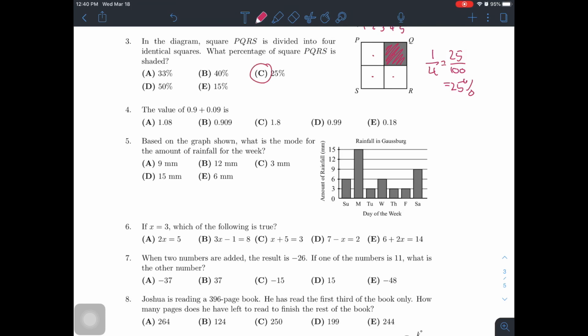Number 4. The value of 0.9 plus 0.09 is 0.9 plus 0.09. If we add this together, we get 0.99. Therefore, the answer is D.